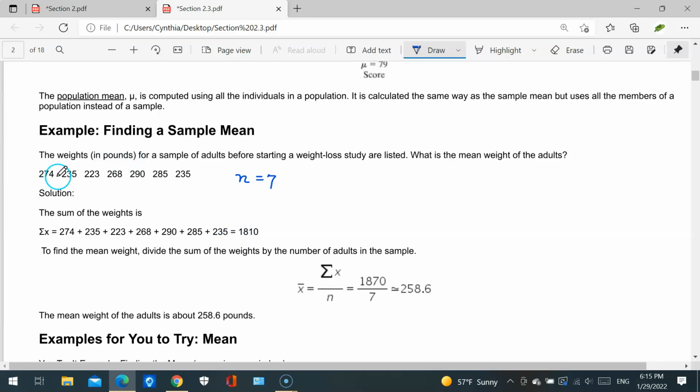Now, to find the mean weight of the sample set, we simply add, right? We just find the sum of the little x sub i. So adding all together, we get 1,810 pounds total. Finding the sample mean, we label it x bar. So the total weight is 1,810. When we divide by 7, the average weight from the sample is 258.6 pounds.